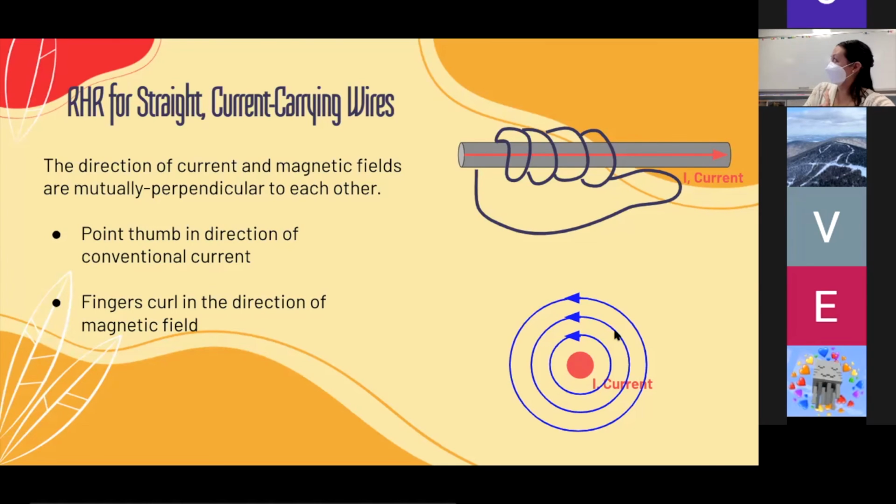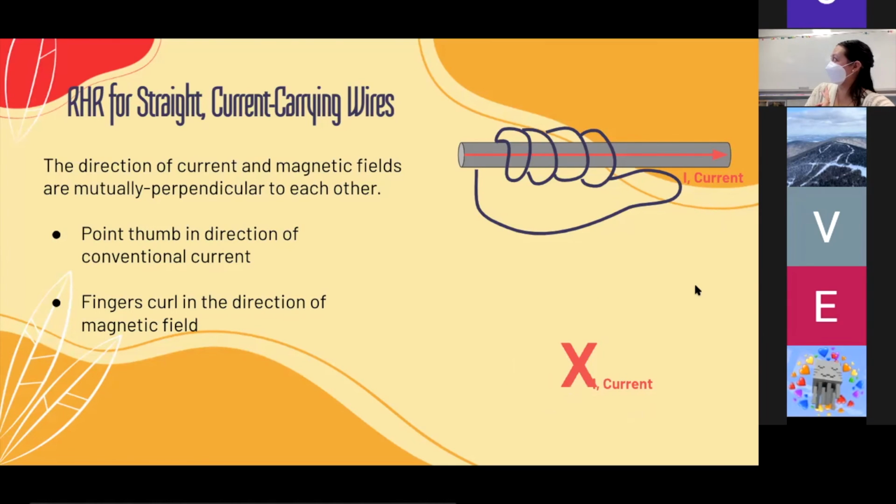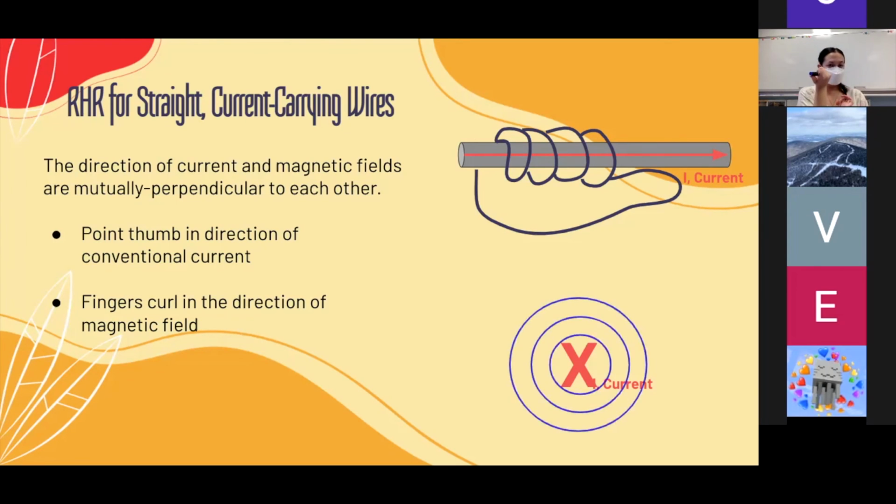Okay. Similarly, let's rotate this around. So it's still the same exact hand position, but now I want you to point your thumb away from you, like this. And then it goes the opposite way. So still making a circle, but now it goes clockwise.